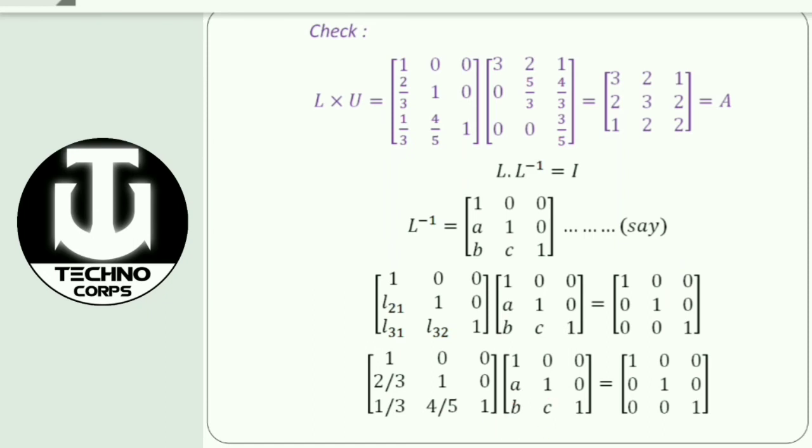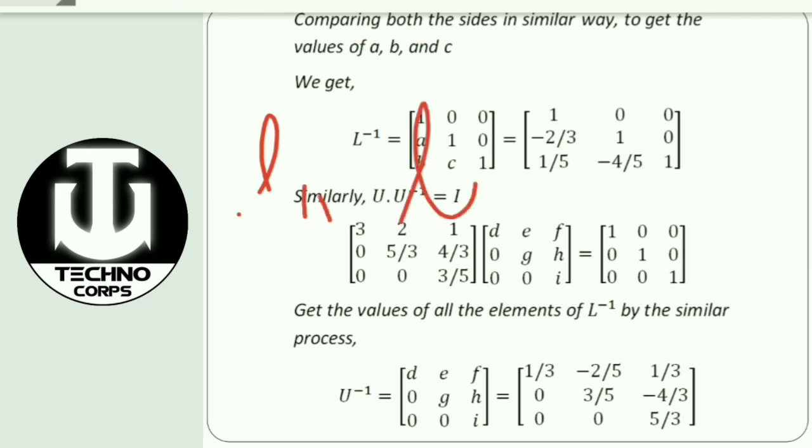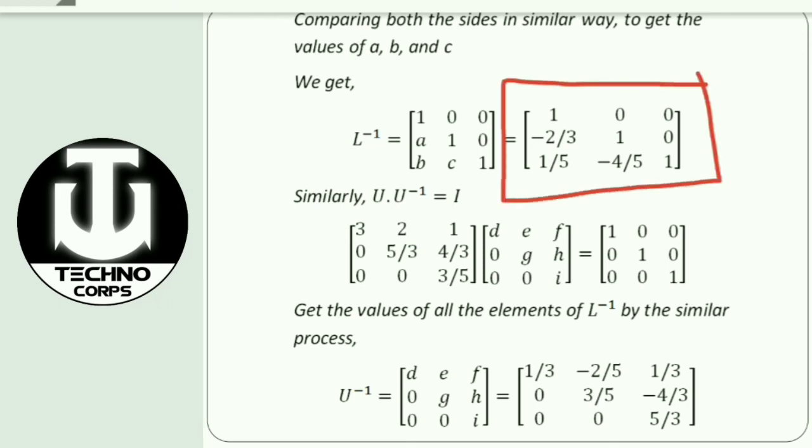After getting all the values A, B and C, you can have the value of L inverse. The similar process you have to do. I have not shown the element calculation separately, because it is the similar process to what we have done for the values of L11, L21, L31. In a similar process you have to calculate A, B and C. You can all do this. So we got the value of L inverse matrix.